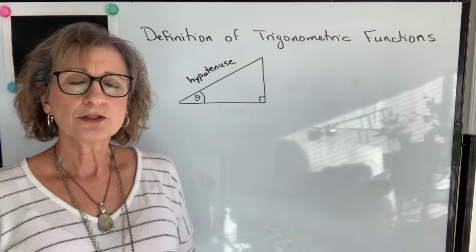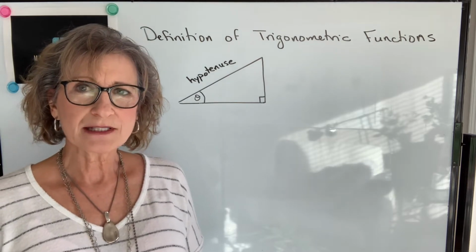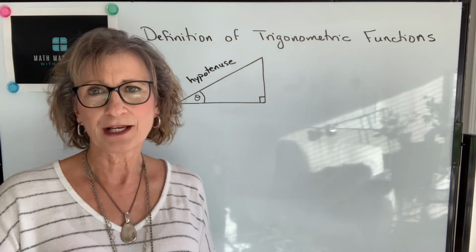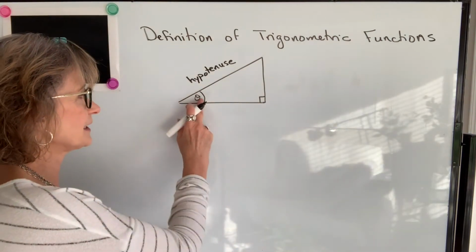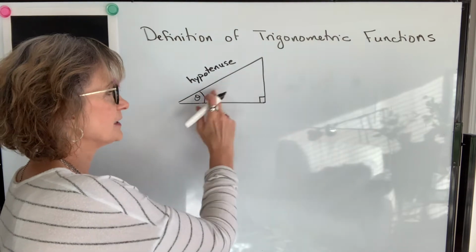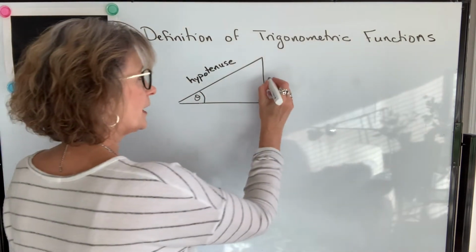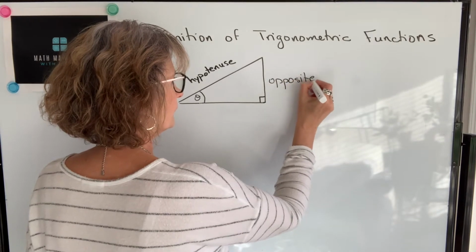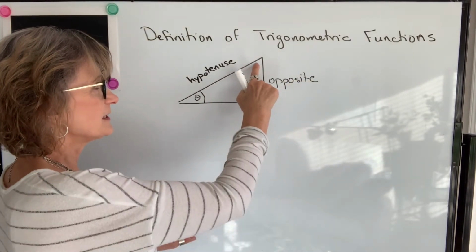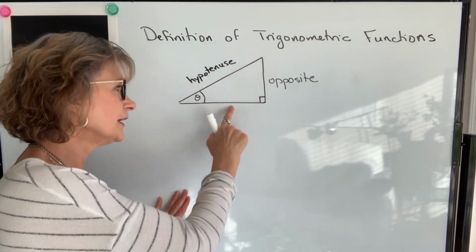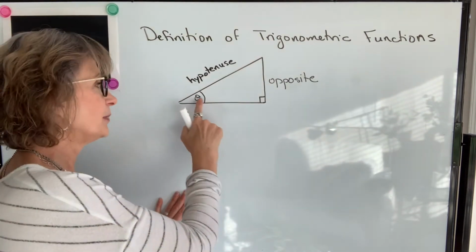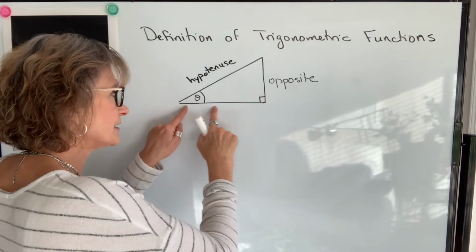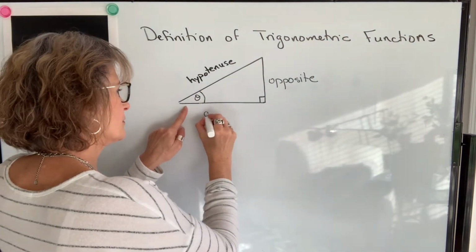Then the other two sides, we're going to use the words opposite and adjacent, and they change depending on what angle you're working with. So if I'm working with this angle here, this side is opposite that side, so we call that opposite. If I was dealing with this angle, then this would be the opposite side. But I'm dealing with this angle, so that's the opposite side. And then this side here is adjacent to that angle, so we call it adjacent.